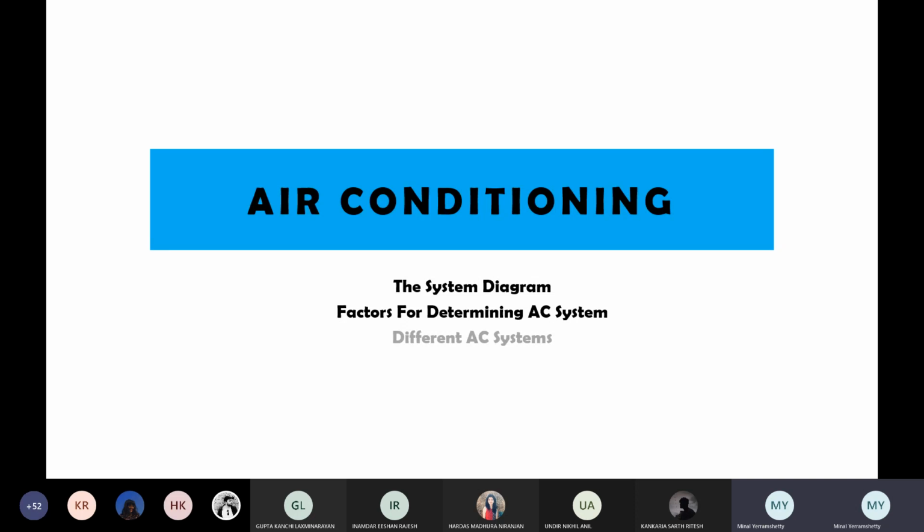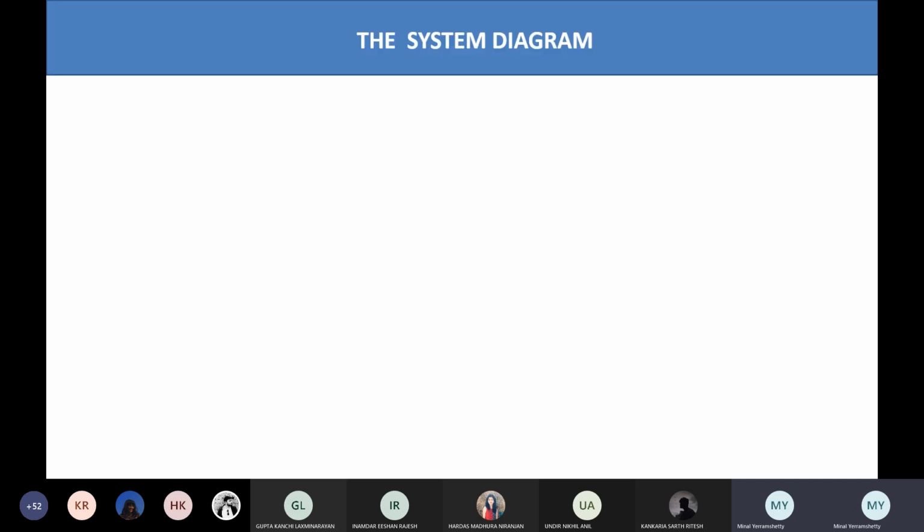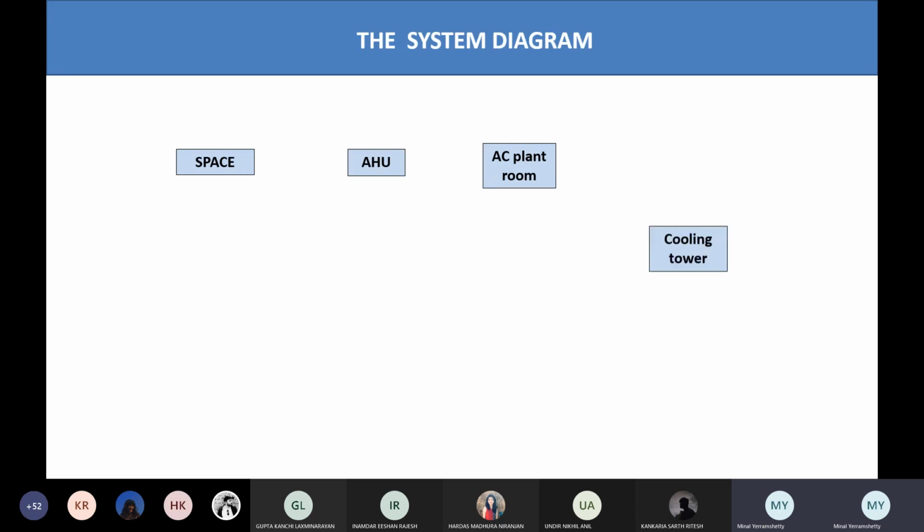Today we'll be studying, so we are recapping the system diagram. Okay, so let's start. Okay, so this ये हो गया आपका space. Okay, now this space you can imagine on 16th floor, 15th floor, 10th floor, whichever floor you are having bias towards. Okay, so space, then you have your AHU. Okay, now we are talking about centralized system. Unit system we'll talk later on. Okay, so centralized system ऐसे होता है. So you have space, you have AHU, you have AC plant room, and you have cooling tower. These are the 4 main components of your entire AC system.